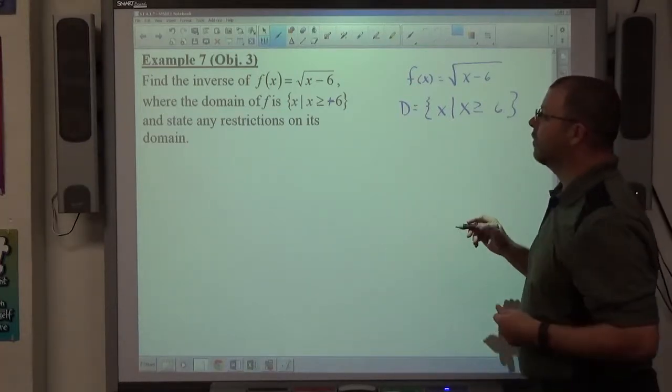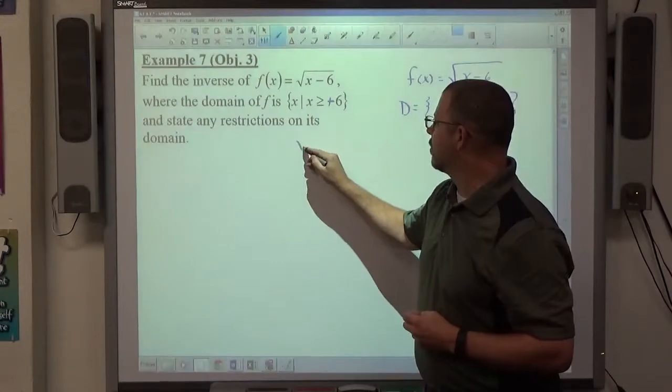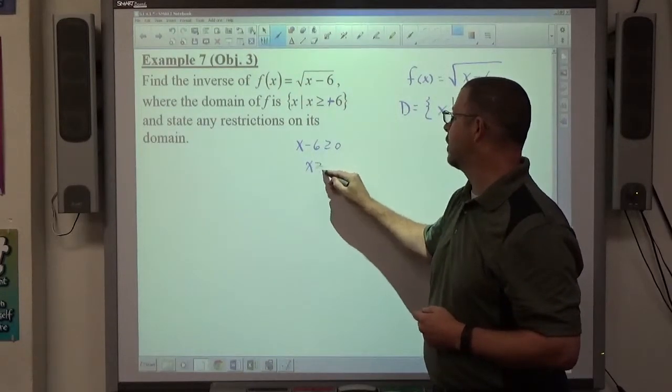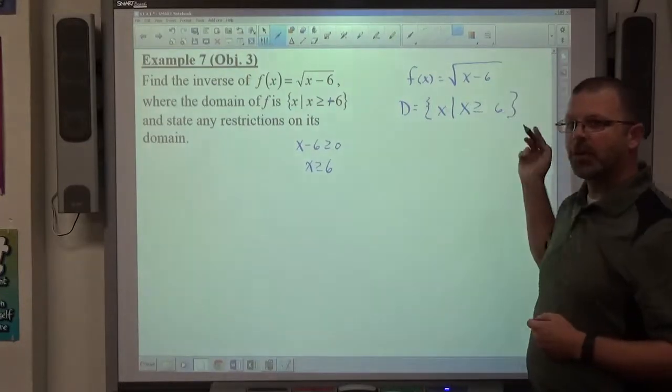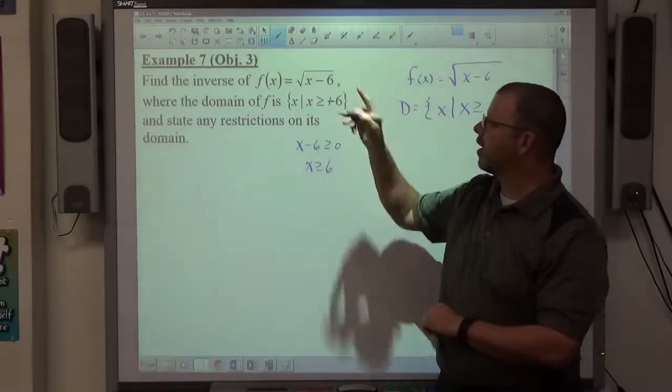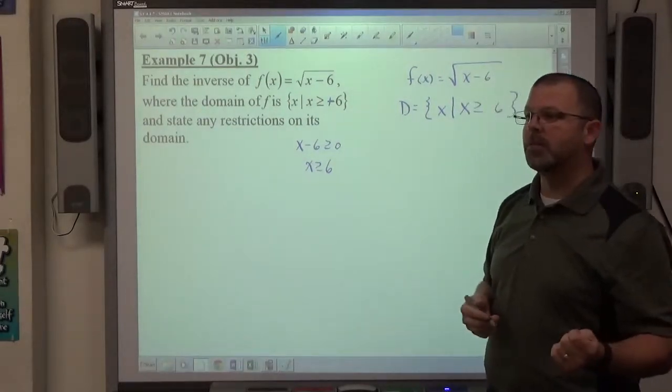If we weren't given the domain, we know for radicals, x minus 6, the inside must be greater than or equal to 0, so therefore x must be greater than or equal to 6. That's how they're getting the domain there. As long as x is greater than or equal to 6, we're going to be taking the square root of either 0 or a positive number.